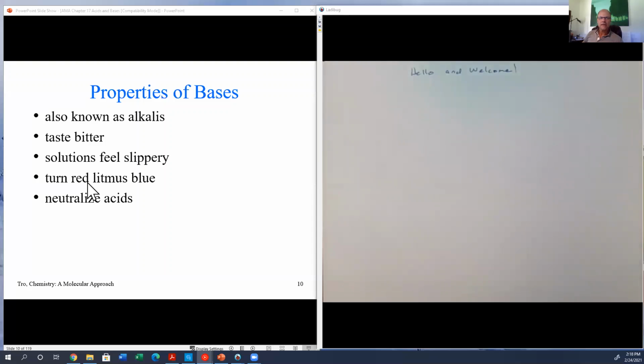Bases turn litmus paper blue. All right, an easy way to remember that: basic, blue. They both start with B. And then finally, they neutralize acids.